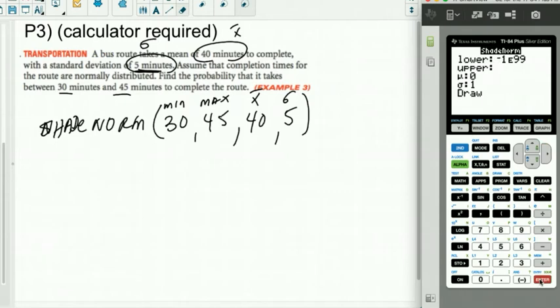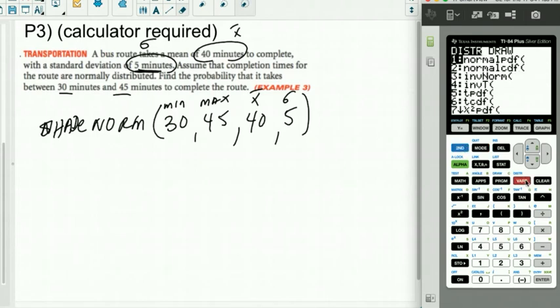I'm going to pick shade normal. I want to go from 30 to 45. The mean is 40, and my standard deviation is 5. And I'm probably going to have to go to my window, actually. I take that back, because here I was centered around a mean of 110, and that's not what I want. The mean here is 40, so I'm just going to go from 0 to 80. That should pretty much cover it more than I need it to. And we can go by tens. That should be more than enough space for me to see what I want to see. So I can quit out of that.